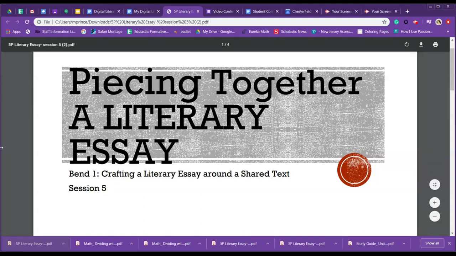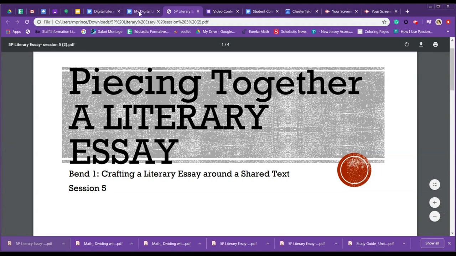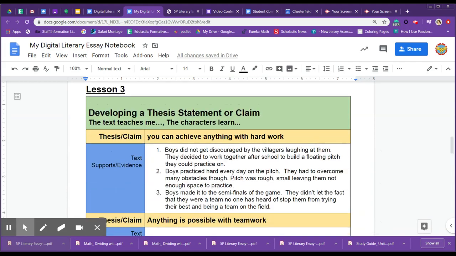Hello, fifth grade writers. We are moving on to the next phase of our literary essay writing work. So far, we have analyzed literary essays and we worked on viewing and analyzing a video and watching for important details, themes, and work to write long about them. If you remember, you did that in your literary essay notebooks.